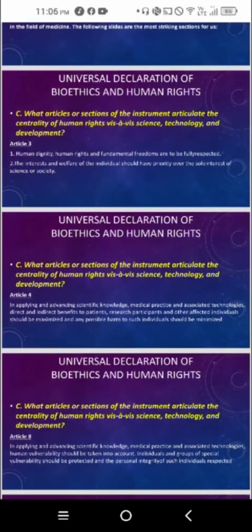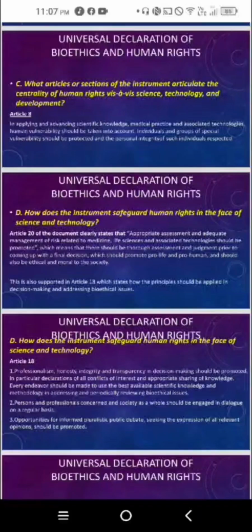What articles or sections of the instrument articulate the centrality of human rights via science, technology, and development? Article 3. Human dignity, human rights, and fundamental freedoms are to be fully respected, and the interests and welfare of the individual should have priority over the sole interest of science or society. Article 8, in applying and advancing scientific knowledge, medical practice, and associated technologies, human vulnerability should be taken into account. Individuals and groups of special vulnerability should be protected and the personal integrity of such individuals respected.